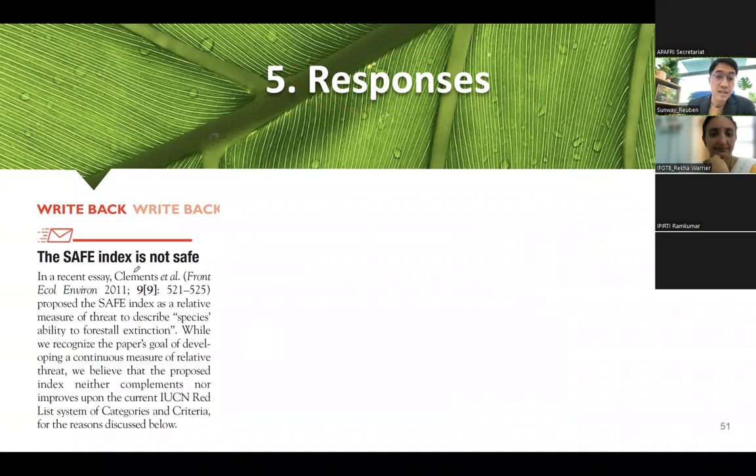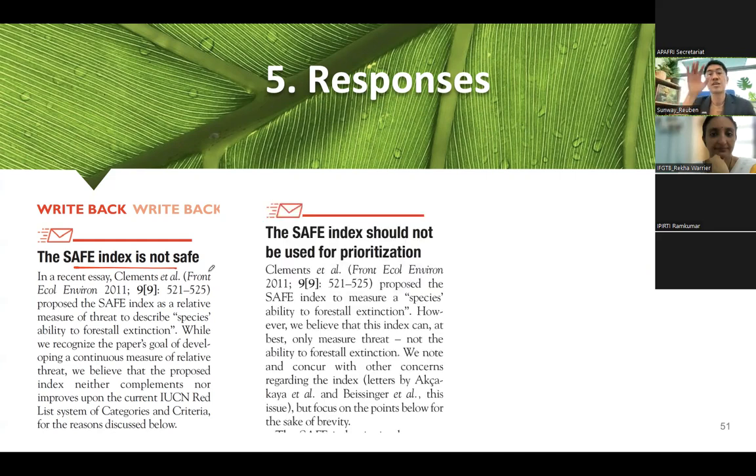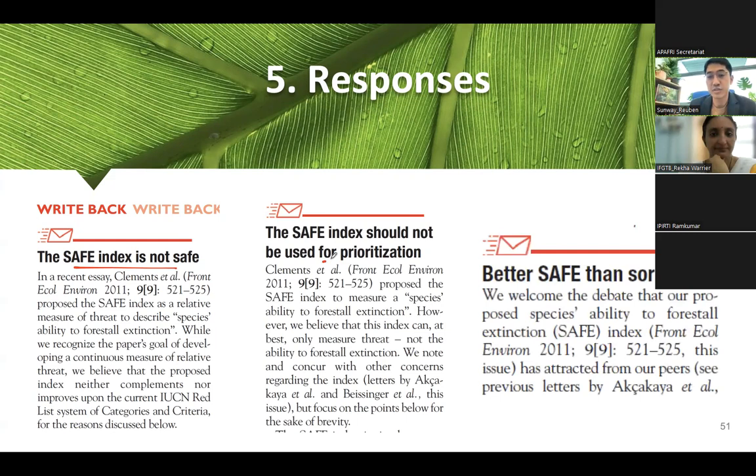authors were not happy with the paper. They said, well, your safe index is nonsense, it's not safe. Your safe index should not be used for prioritization. So a lot of flak, a lot of haters for the manuscript, but that's good because then you're allowed to publish a response. So this is what our response was: better safe than sorry. So again, another catchy title that the editors like.